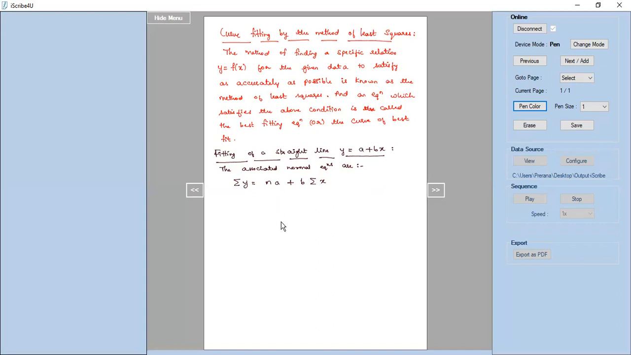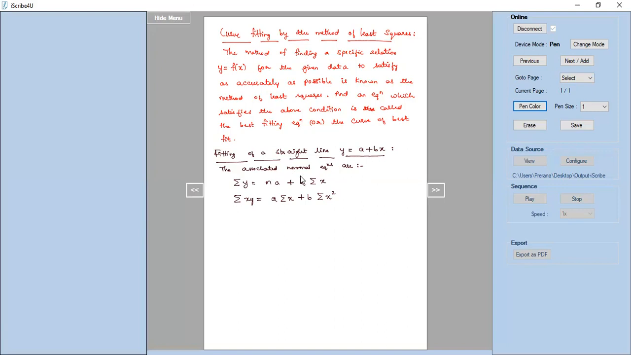Now we will write down the second equation. For the second normal equation, we multiply the straight line equation with x and then take sigma. So we obtain sigma x into y is equal to a into sigma x plus b into sigma x square. How do we get the two normal equations? The first one, we take sigma throughout directly; the second one, we multiply by x, the independent variable, and then take sigma throughout. So that is how we get two normal equations associated with a straight line.